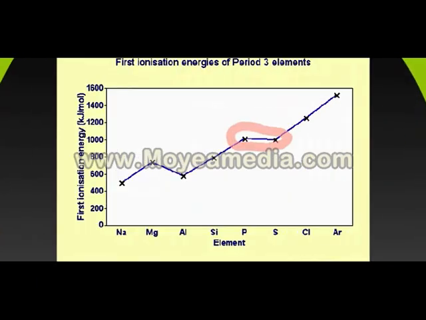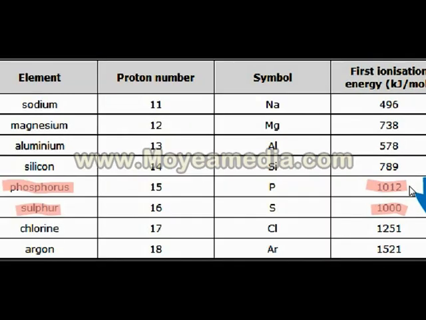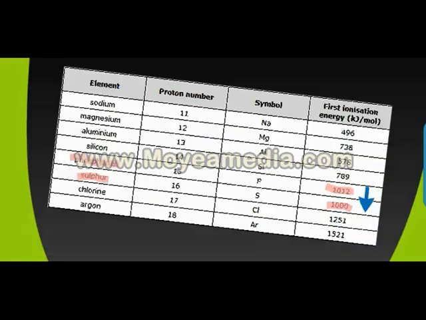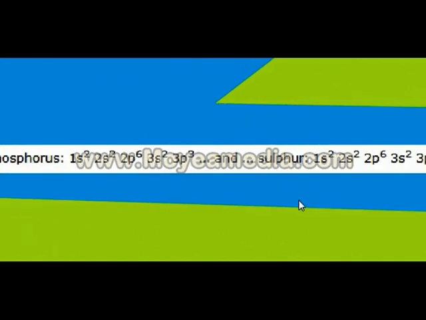There is another exception. From phosphorus to sulfur, the ionization energy decreases. Have a look at this chart. It decreases from 1012 to 1000. So why does this happen? Have a look at this configuration. Phosphorus has 3p3, while sulfur has 3p4.